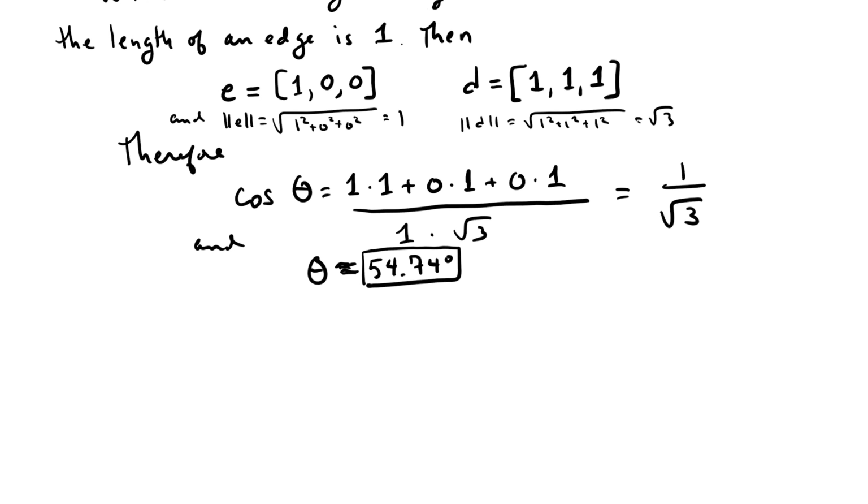So that's problem 1. Problem 2, we're going to be given 3 points in the plane, A, B, C, and we have to decide if the triangle ABC is a right triangle.